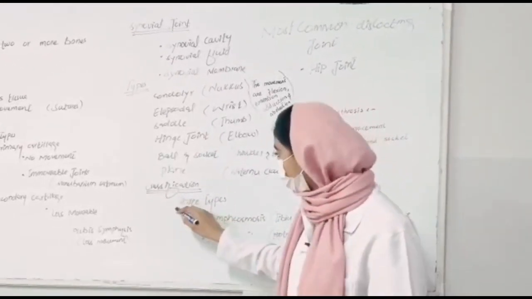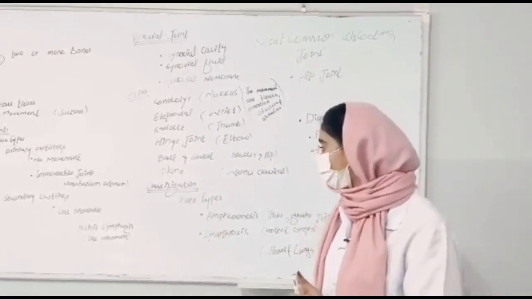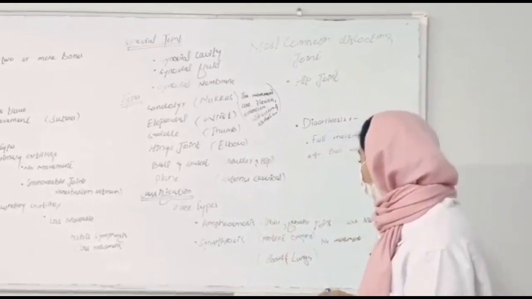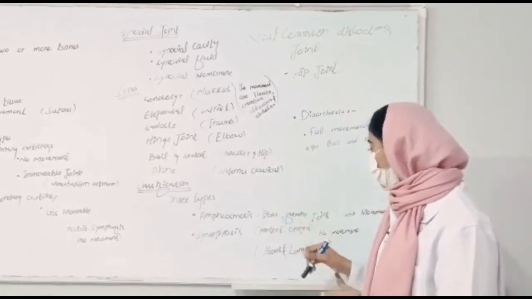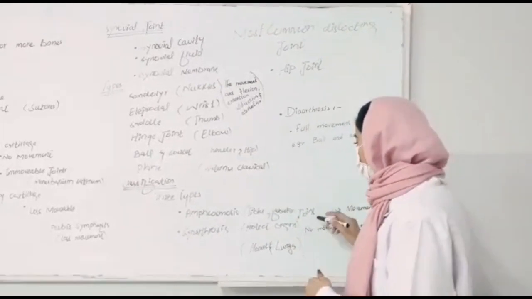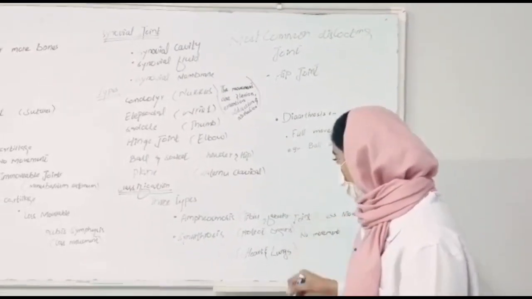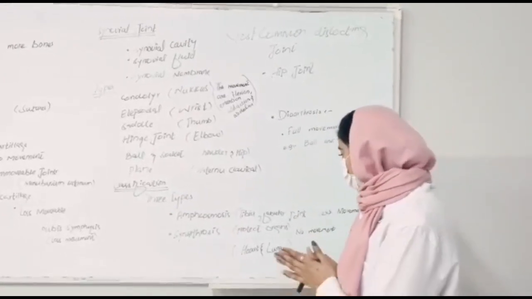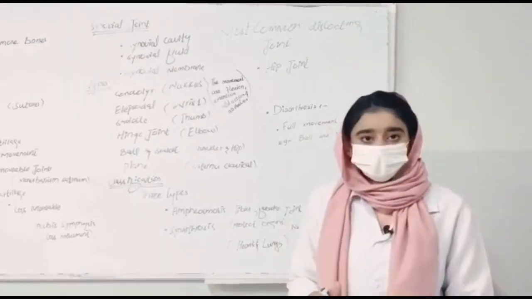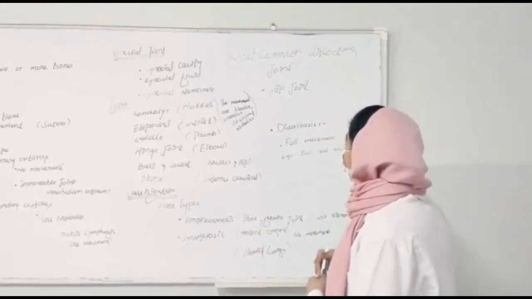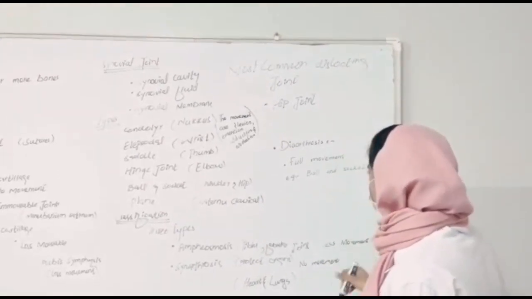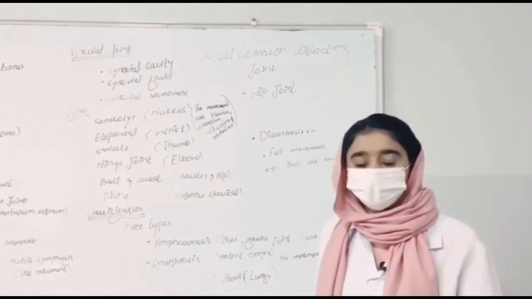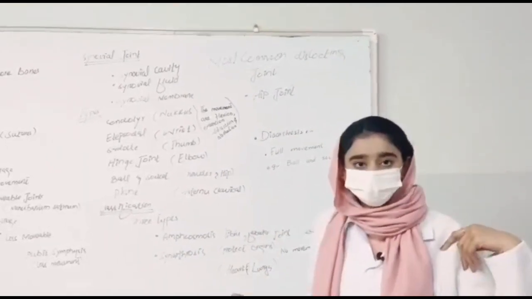Then we discuss the classification of joints. There are three types of classification of joints. Amphiarthrosis joint has less movement, and an example is the tibiofibular joint. Synarthrosis joint has no movement, and it protects our organs, like the heart and lungs. The last type is diarthrosis joint, which has full movement, for example the ball and socket joint. Ball and socket joint is also the example of the shoulder and hip joint.